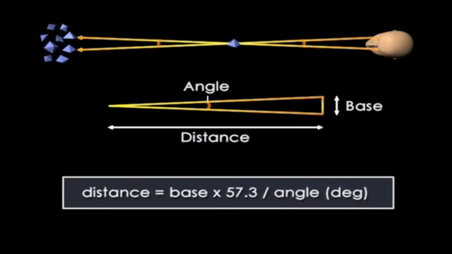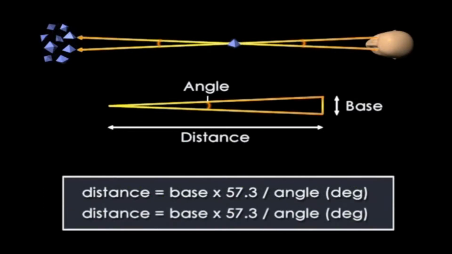Let's make a mental check. Smaller angles yield longer distances, which seems about right. And for a skinny triangle with 1 degree apex and a 1-inch base, the length is about 57.3 inches or 5 feet, which also seems about right.